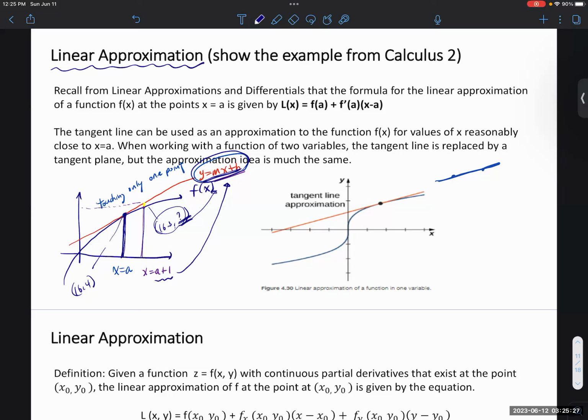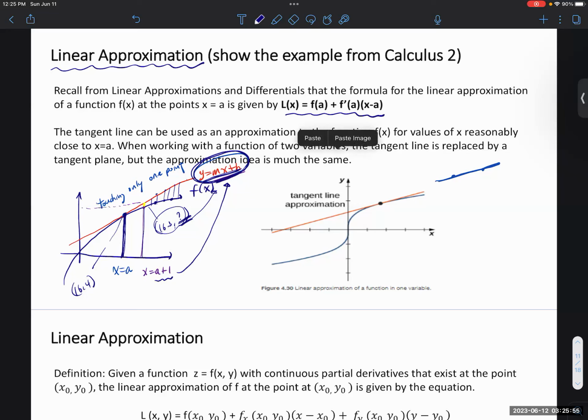So we call this process linear approximation. By using this tangent line, you can estimate the outcome, although it's not precise. Still, there is a gap, right? These are all errors, because your true value is here and your tangent equation just approximately estimates it. But still we can estimate it. That's the concept of linear approximation we learned in Calculus 2, and that was the formula.